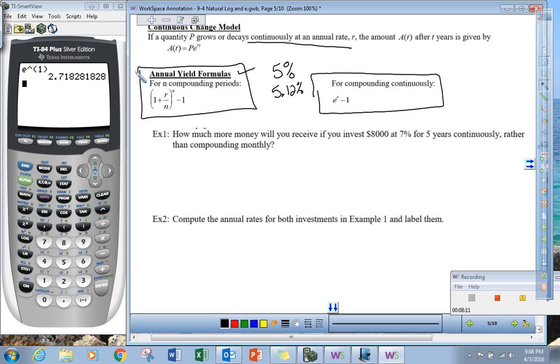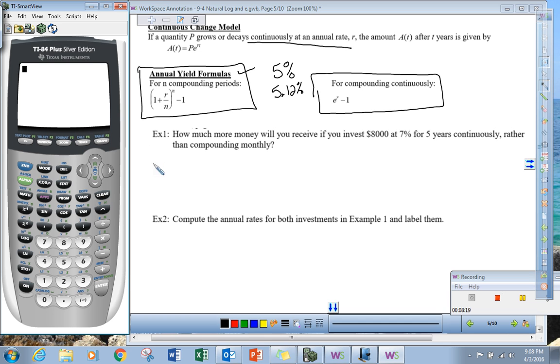If you will, look down at your example 1. We'll start punching some numbers through and show you how this works. Number 1 says, how much more money will you receive if you invest $8,000 at 7% for 5 years continuously rather than compounded monthly? So here goes. Let's look at continuous first. I'm going to use the continuous change formula: the amount is PERT. Let's go get some numbers now.